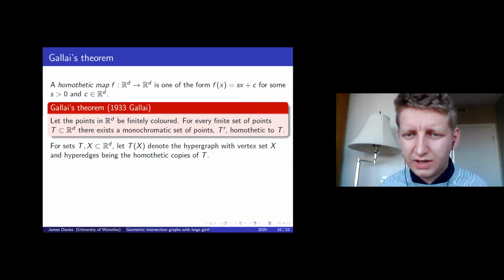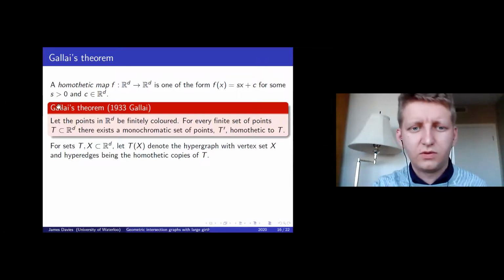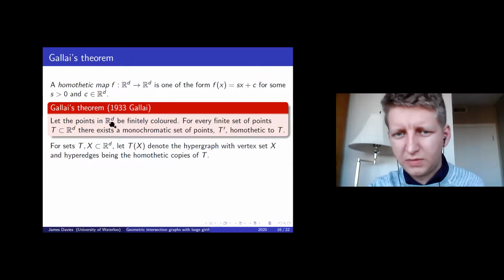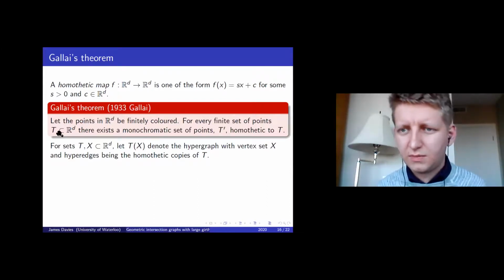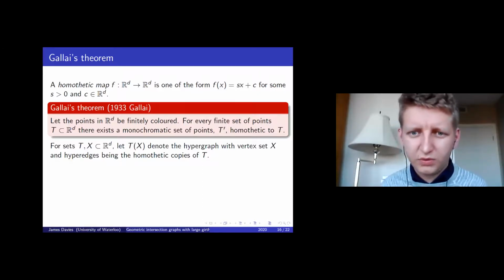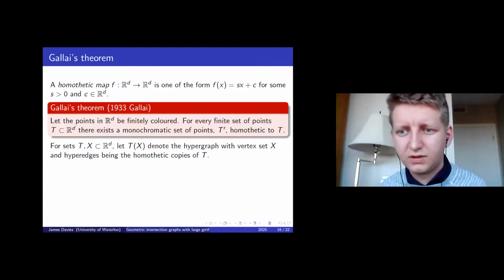So we can define a hypergraph from the points in d-dimensional space and some finite set of points t in there, by, for each point in d-dimensional space, we have a vertex, and for each homothetic copy of our finite set t, we have a hyperedge whose vertices it contains are just the vertices that correspond to points that this homothetic copy of t contains.